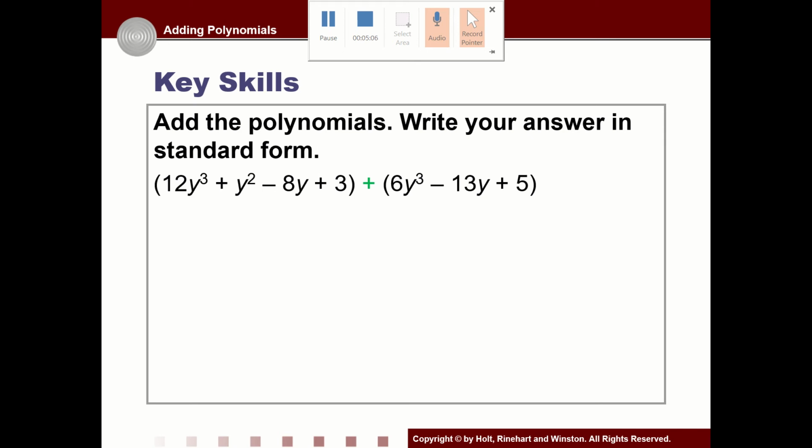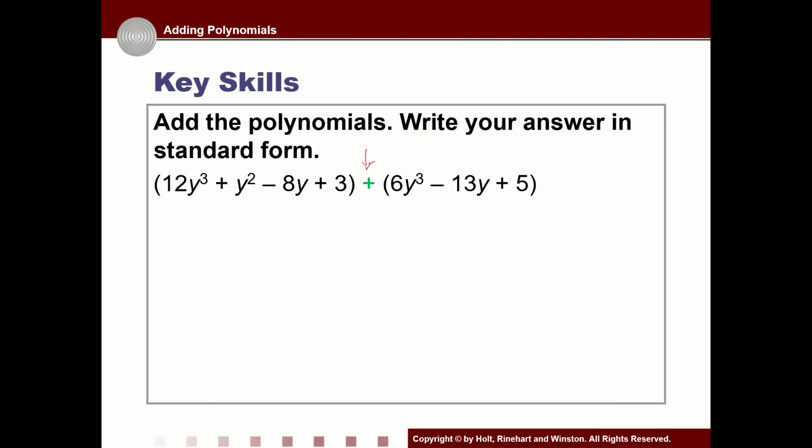So let's get into how we're actually going to do this. Notice that I made this plus sign in the middle green. That's where you look to see if this is an addition problem, a subtraction problem, or eventually we'll get to multiplication. It's the sign that is in between the two polynomials. That's what tells us what type of problem it is.